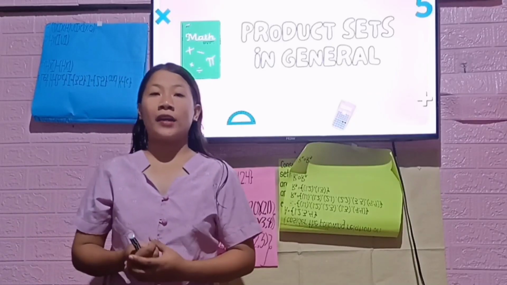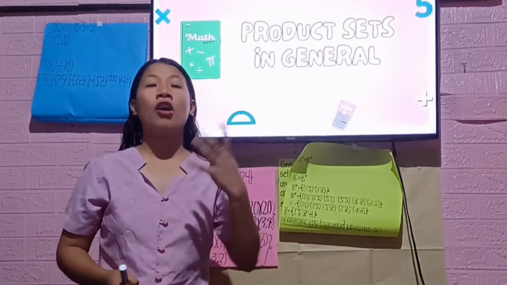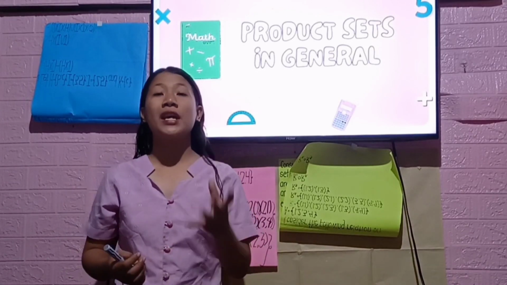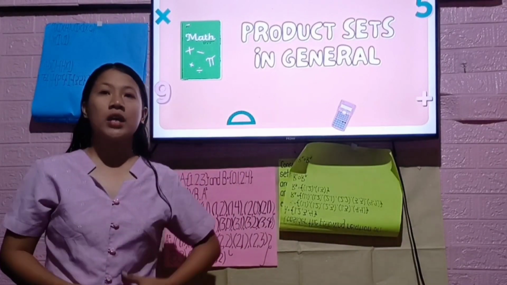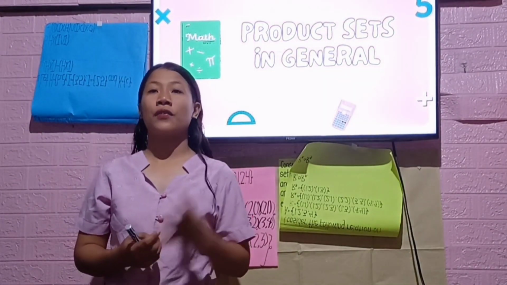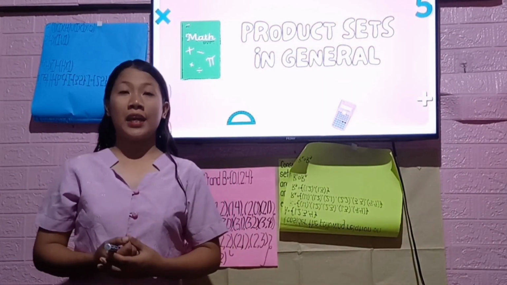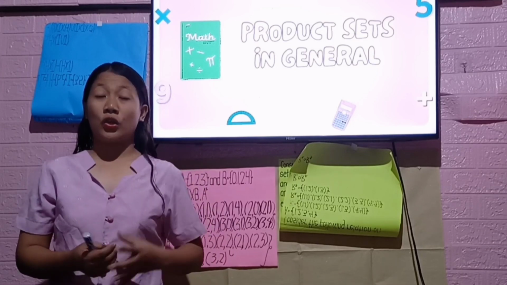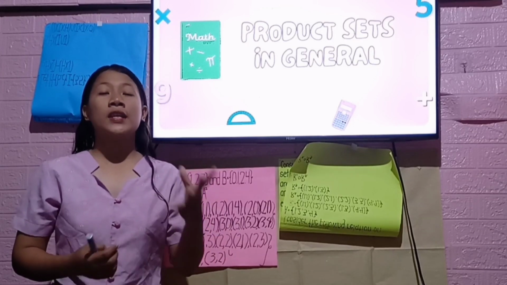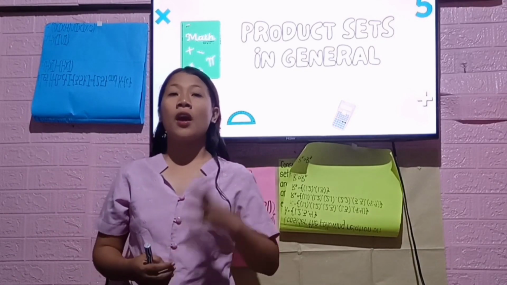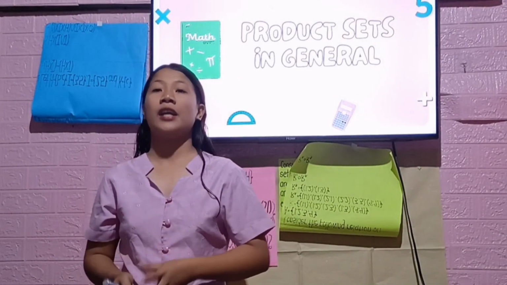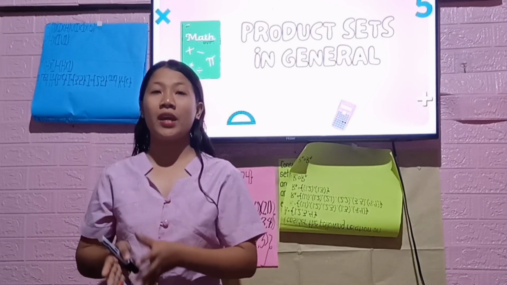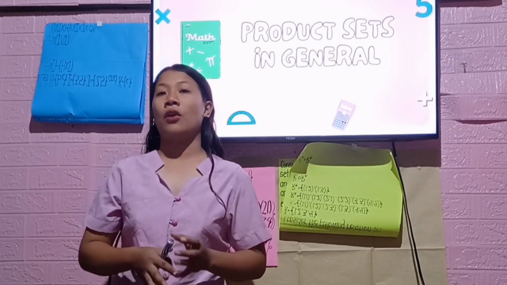When we talk about product sets, in general, the concept of a product set can be extended to more than two sets in a natural way. So the Cartesian product of sets A, B, and C, denoted by A cross B cross C, consists of all ordered triples (a, b, c), where a is an element of set A, b is an element of set B, and c is an element of set C.